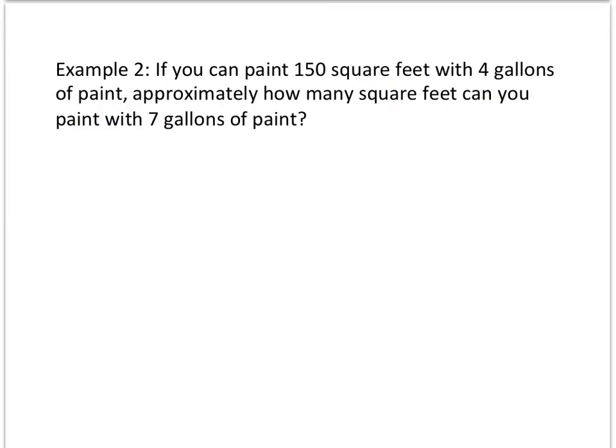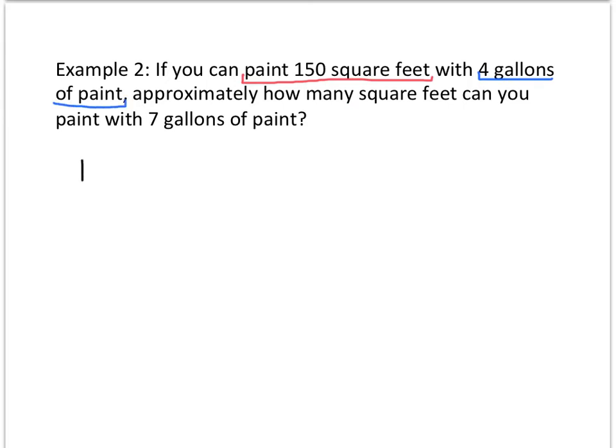In our second example, we're asking about how many square feet we can paint with a given number of gallons of paint. So we're going to start through our word problem. It says, if you can paint 150 square feet with 4 gallons of paint. So there's my first given ratio.